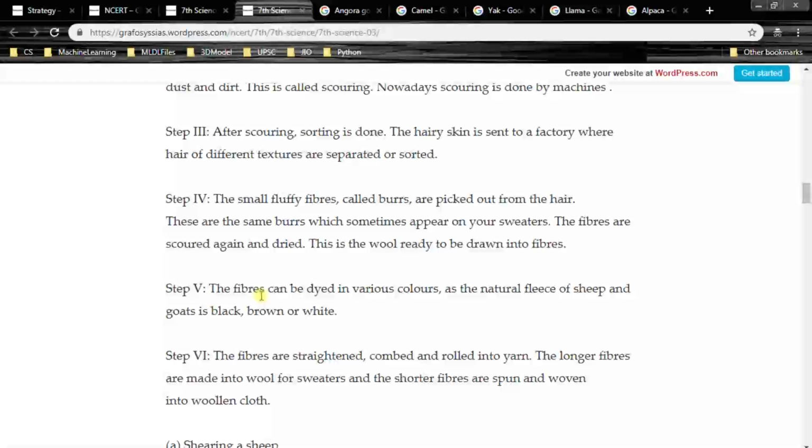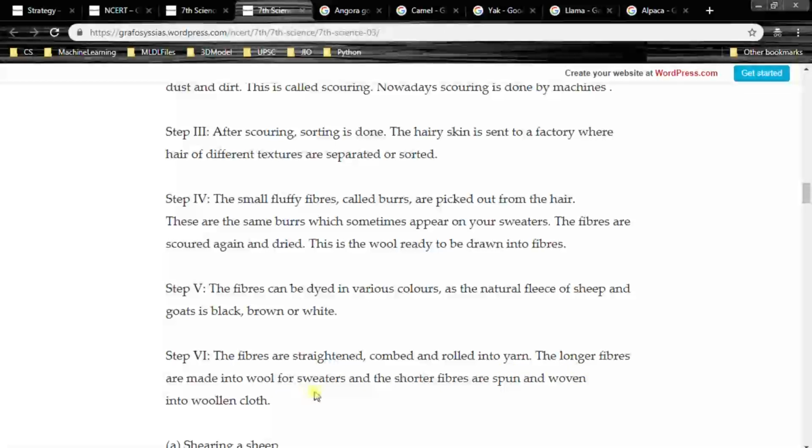Step 5. The fibers can be dyed in various colors, as the natural fleece of sheep and goats is black, brown or white. So these are the common natural colors: black, brown and white. So they have to be dyed, which means colors have to be applied. The fibers are straightened, combed and rolled into yarn.